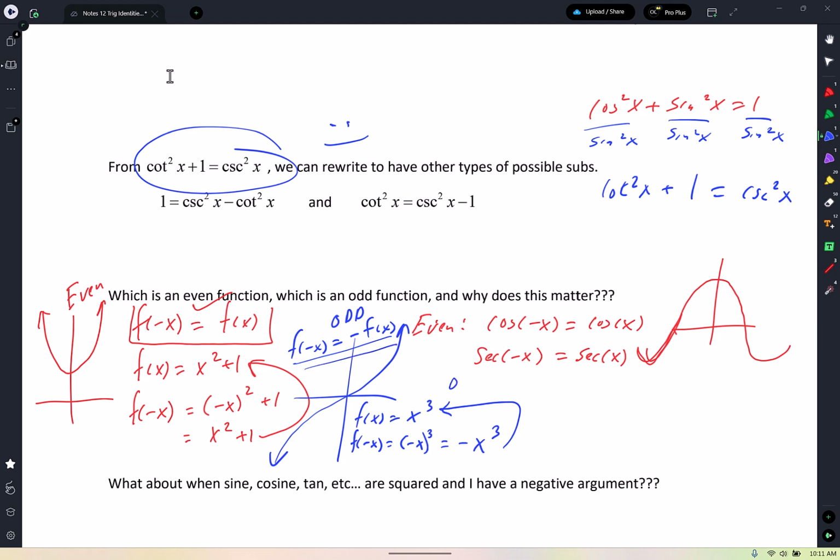So what is an odd function? Sine. Sine of negative x is going to equal negative sine x. If sine is odd, then its reciprocal is odd. Cosecant of negative x equals negative cosecant of x. And tan is also an odd function. Tan of negative x equals negative tan of x. And if tan is odd, so is its reciprocal, cotangent.